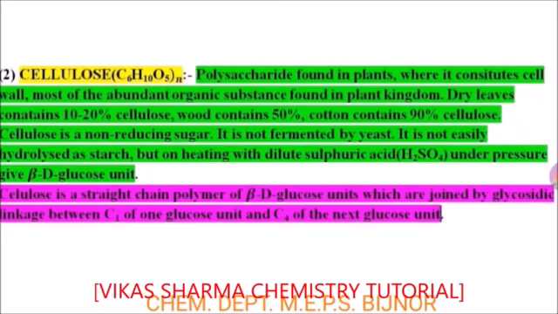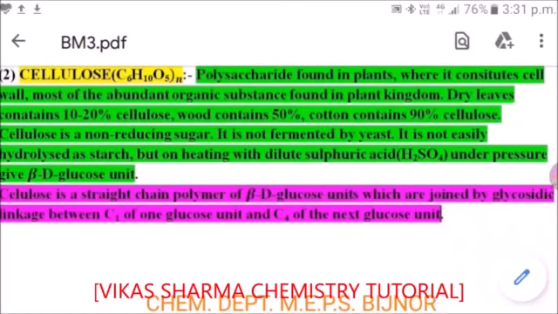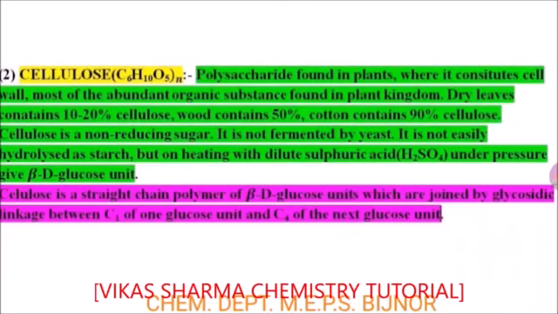Cellulose is a non-reducing sugar, which means it does not react with Fehling's solution and Tollens' reagent. It is not fermented by yeast. It is not as easily hydrolyzed as starch, but on heating with dilute sulfuric acid under pressure it gives beta-D-glucose units. Cellulose is a straight chain polymer of beta-D-glucose units, which are joined by glycosidic linkage between C1 of one glucose unit and C4 of the next glucose unit.